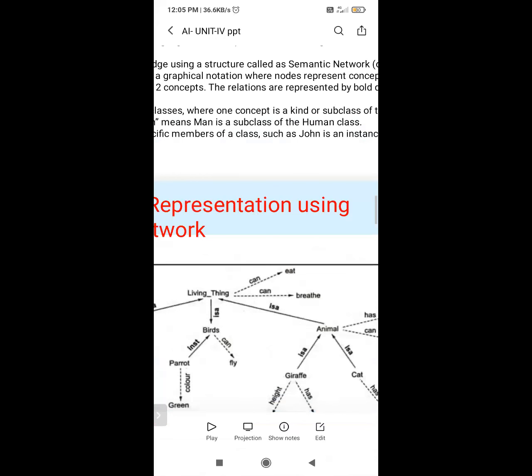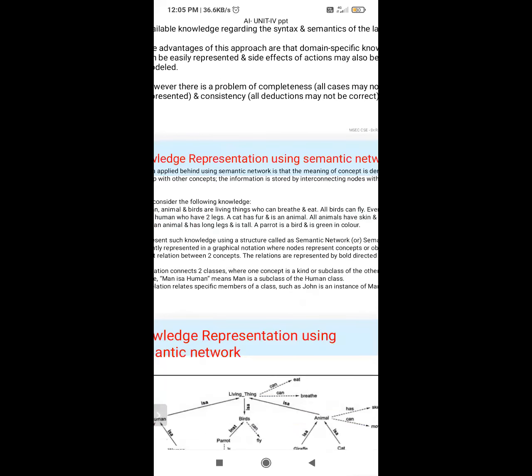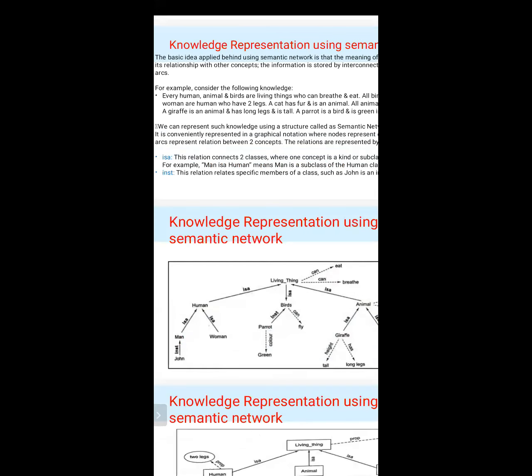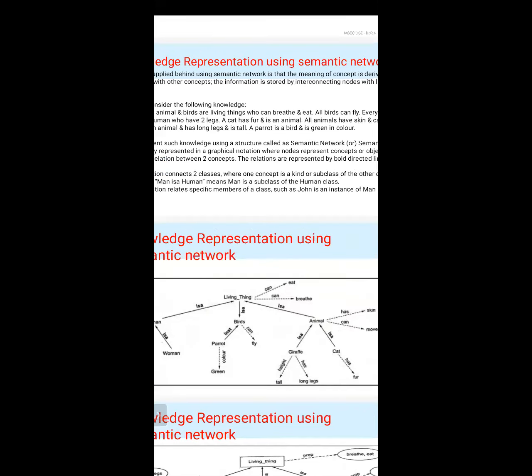Next one is a parrot is a bird and is green in color. So here parrot is a bird. That means parrot is an instance of bird. A parrot is a bird and is green in color, so the color of parrot is green here. It comes under birds. So like this, I have represented the knowledge using semantic network.